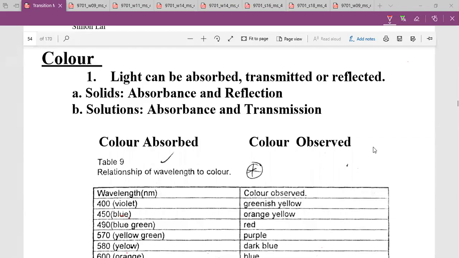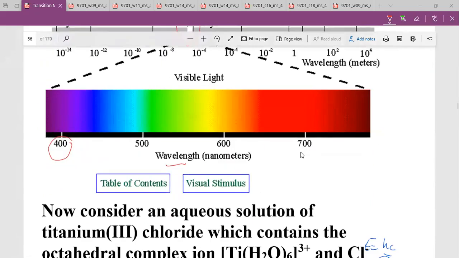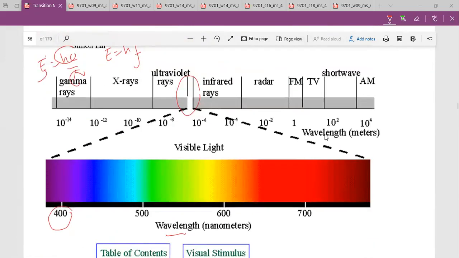Hi guys, today we're going to talk about color, the second last part of the whole series. You must understand color. Why is there color in the world? You must understand this thing called the electromagnetic spectrum. This whole range of wavelengths is found in the world everywhere.